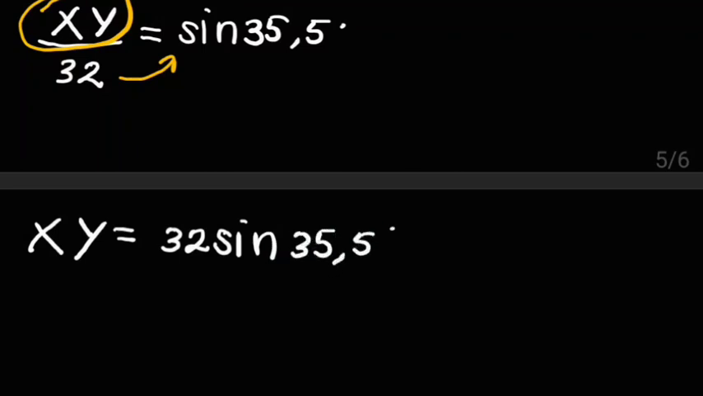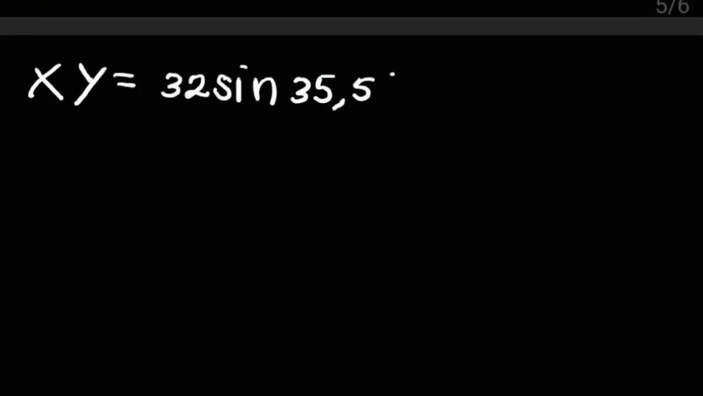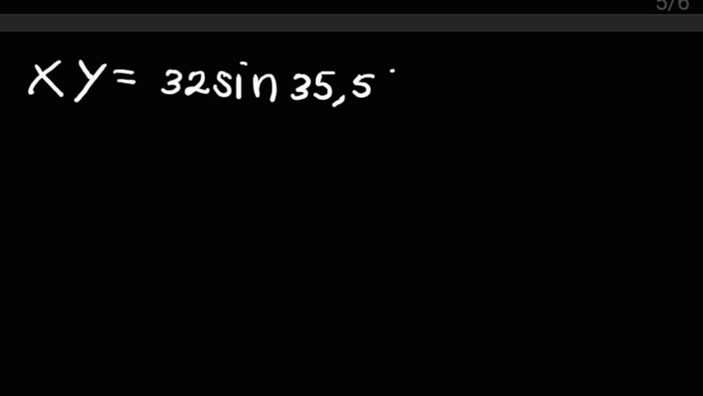So what that ends up looking like is XY is equal to 32 sine 35.5. And when you put that in on your calculator, you would type it in as you have it. So you will punch in 32, press sine. Sine automatically opens up a bracket. So in your bracket, you're going to fill in 35.5. Make sure you close the bracket.